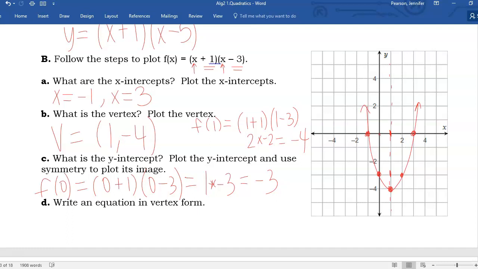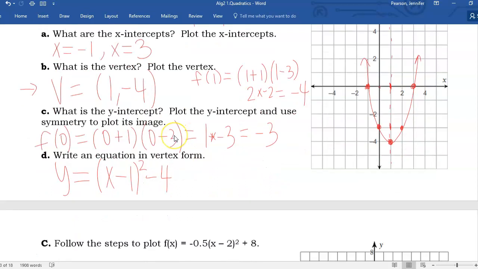Write an equation in vertex form. Here's my vertex form. I'm going to just put those values in. I do have an A of invisible 1, so I'm going to leave him off. Y equals, leave off the invisible 1, x - 1. It's weird because it's the opposite, but if we go 1 to the right, it is a -1. And at the back, we can add -4, or we can simply subtract 4.